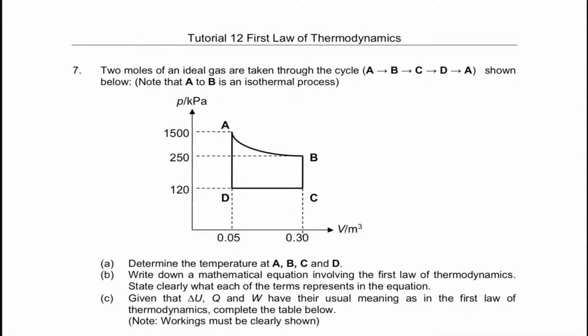Question 7 is more complex, but not too difficult as well. You have 2 moles of ideal gas. They are taken through a series of processes from A to B to C to D to A. So this is a cyclic process. Note that A to B is an isothermal process. Determine the temperature at A, B, C, and D. You're given the P and the V values, so that makes it very easy to do.